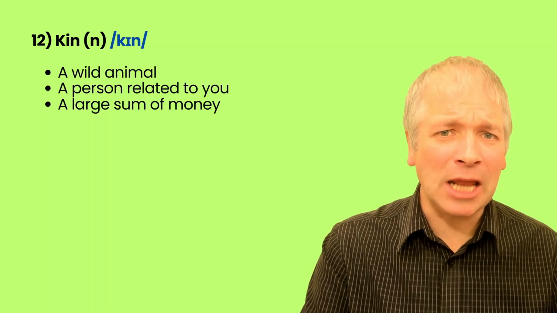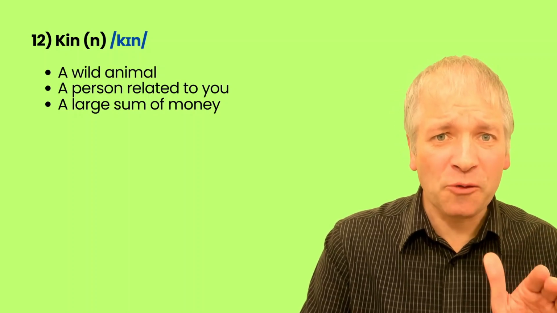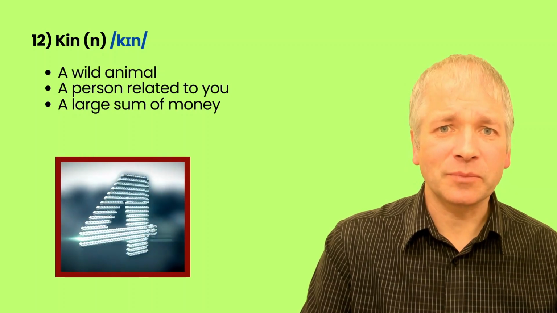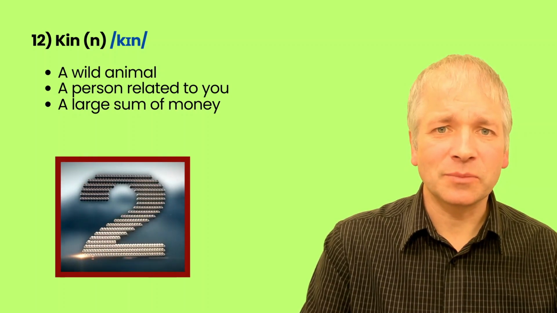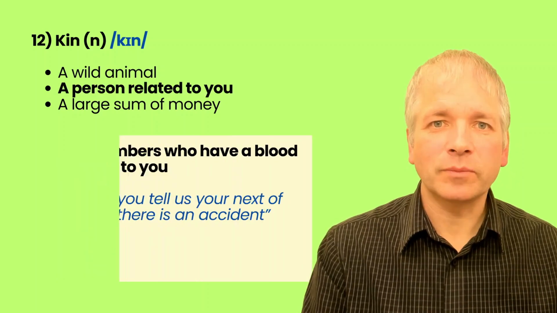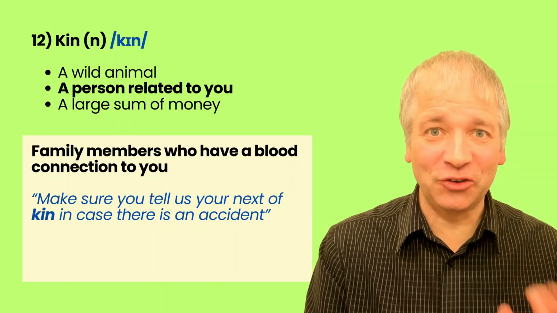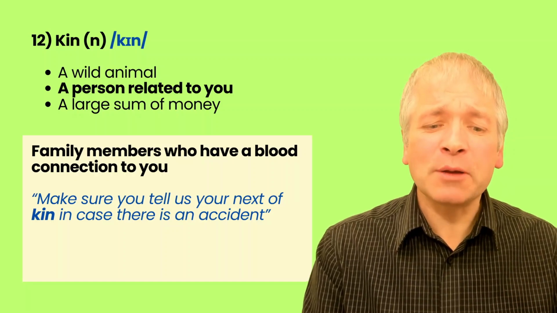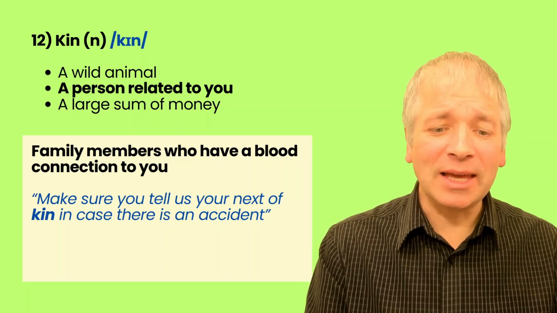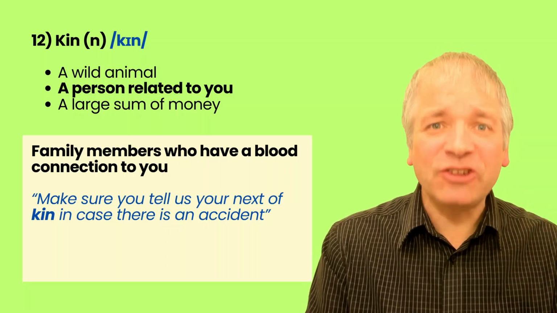Here's 12. Kin. Does kin mean a wild animal, a person related to you, or a large sum of money? Kin is a person related to you. Normally, kin is for family members who have a blood connection to you. Make sure you tell us of your next of kin in case there is an accident. Next of kin is the closest relation to you.